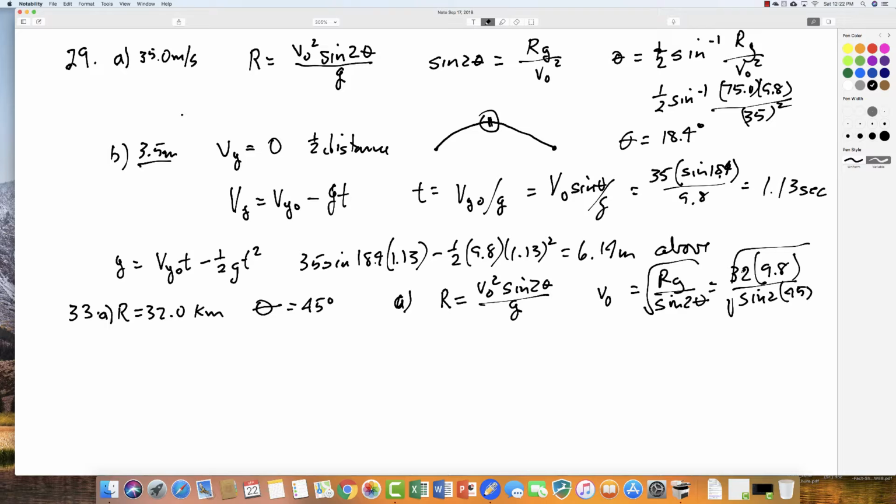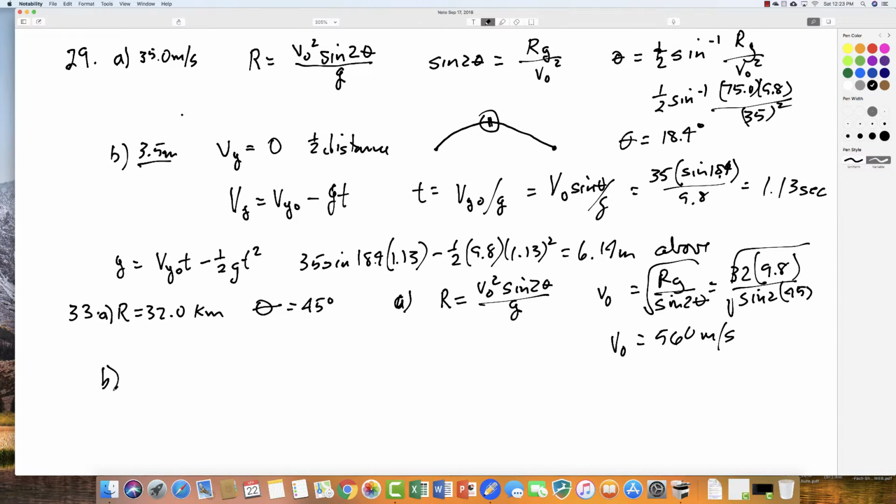Now, in order to do this rightly, you should change this to meters. So this is 32,000 meters times 9.8. So V0 is 560 meters per second. And you could put this down as 0.56 kilometers per second if you wanted to, and it would be okay.